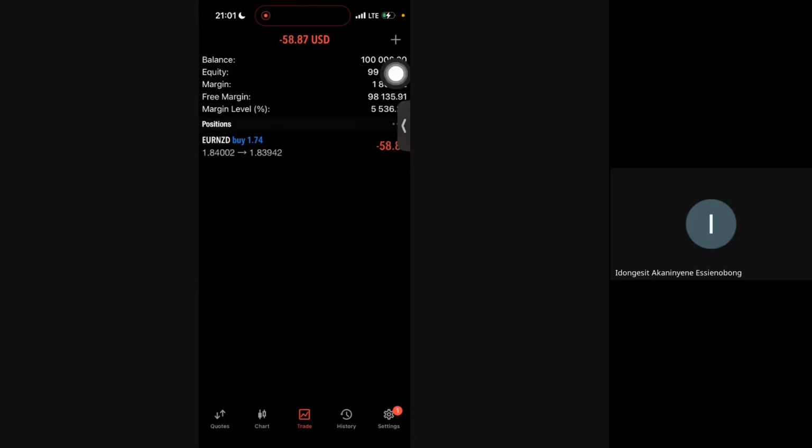Balance is obviously your balance. Equity is your balance minus your loss or plus your profits. You can see we're in loss right now. That is why it has actually reduced in price. Margin is the amount the broker is using to hold your trade for you. And free margin is your balance that is left after your margin has been deducted from your account balance. Your margin will be deducted from account balance for the broker to hold your trade for you.